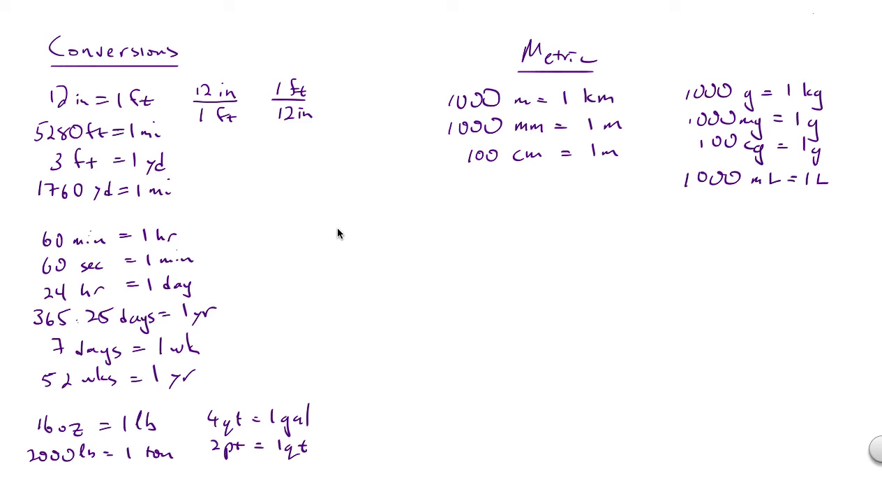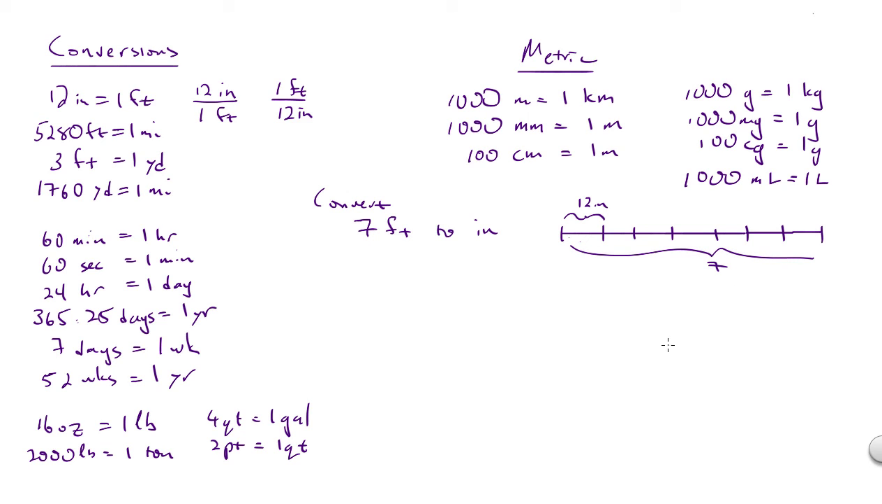So if we're going to do a conversion, let's look at an example. Say I want to convert 7 feet to inches. Let's start simple. You can reason your way through this. If you've got 7 feet, and each one of those feet is 12 inches, then you can think, well, 12 times 7 is going to give you how many inches? 7 times 12, 84 inches.